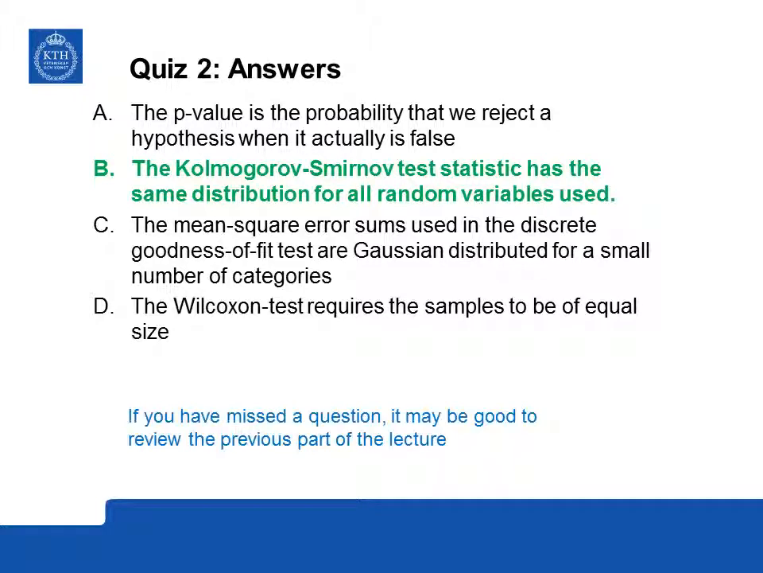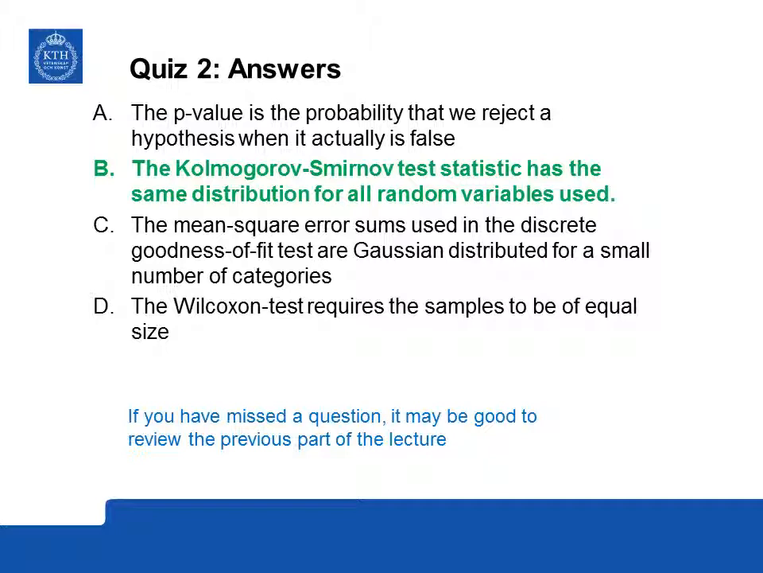And here are the correct answers. A: the p-value is not the probability that we reject the hypothesis when it's actually false. It's the probability that we reject a hypothesis when it's actually true. B: it's correct. The Kolmogorov-Smirnov test statistic is independent of the distribution of the random variables we're observing. C: the mean square error sum in the discrete goodness of fit tests is not Gaussian distributed, it is chi-square distributed for a small number of categories.